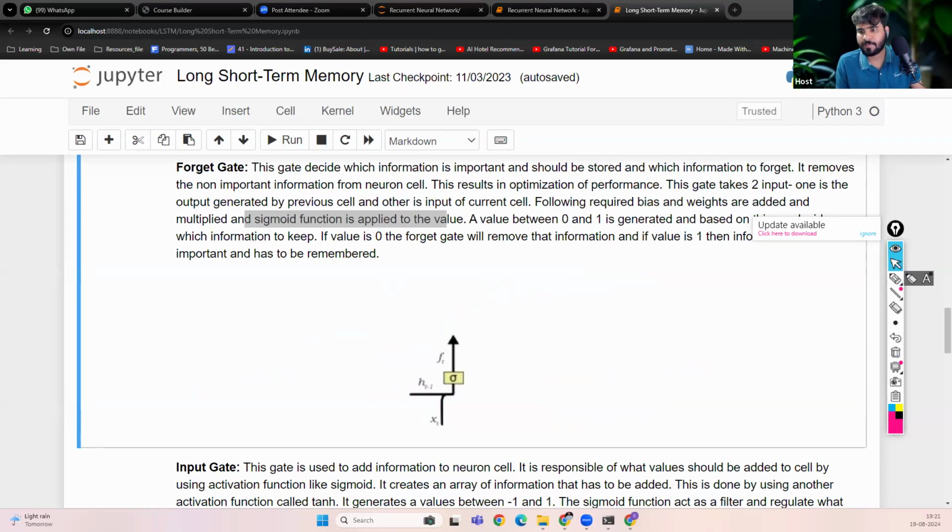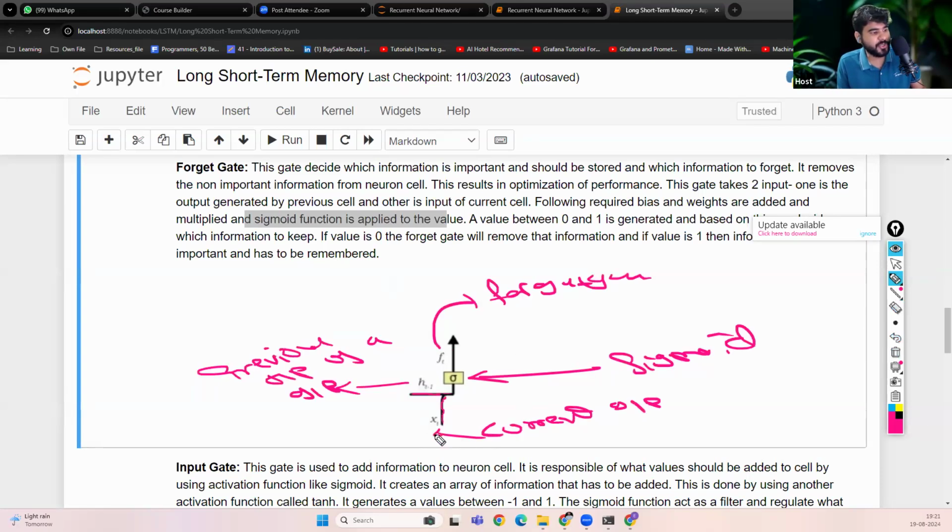Sir, can you repeat one more time? Okay, so this is the simple forget gate notation that we have. Here we have x of t, which means the current input. h of t minus 1 means the previous output as an input we are going to send to our forget gate. After that, f of t means the forget gate, and this particular symbol is the sigmoid function.